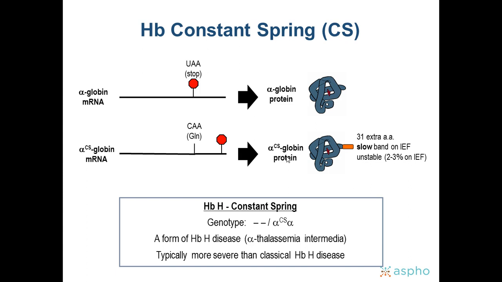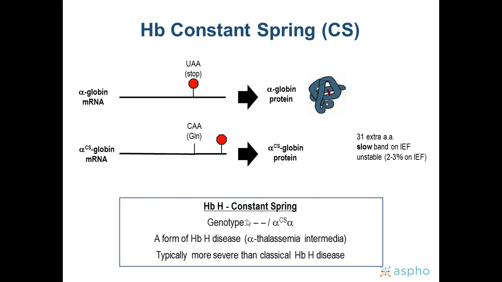So what you end up with is 31 extra amino acids on the end of the alpha globin protein. And that's bigger, it migrates more slowly, and so that's a slow band on isoelectric focusing. You might hear about fast bands and slow bands. Fast, BARTs, and H, slow bands, something like constant spring. Now, why has this caused thalassemia? Well, that's because it's so unstable that it's made and then it degrades. And so you can see that this leads to a quantitative deficiency. But there's a small amount that makes it into protein, so it's both qualitative and quantitative. So that's how it's thalassemic.